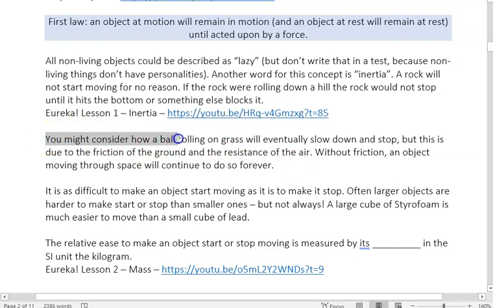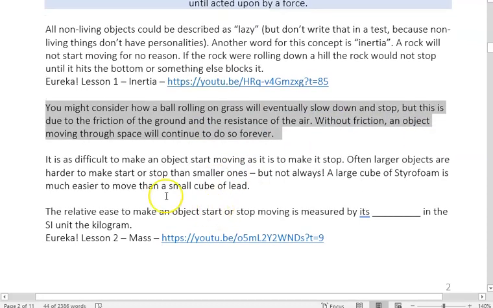You might consider how a ball rolling on grass will eventually slow down and stop. But this is due to the friction of the ground and the resistance of the air. Without friction, an object moving through space would continue to do so forever. It is as difficult to make an object start moving as it is to make it stop. Often large objects are harder to make start or stop than smaller ones.